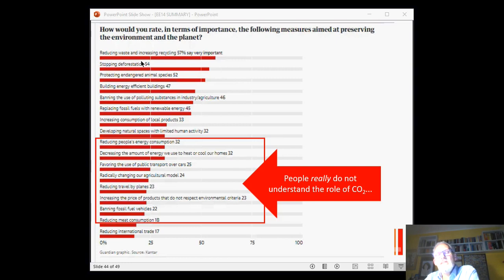But this idea that at the top we have waste, recycling, pollution, this is the sexy stuff, the obvious stuff, which is relatively accessible. But what we have is no conception of the fundamental role of CO2. I think this is the thing which tells you that you can recycle all you want, but the climate is still going to change.